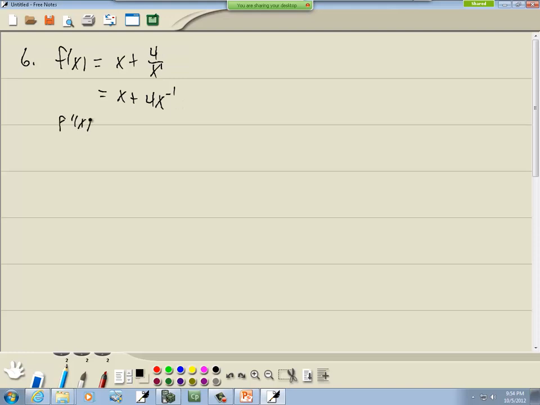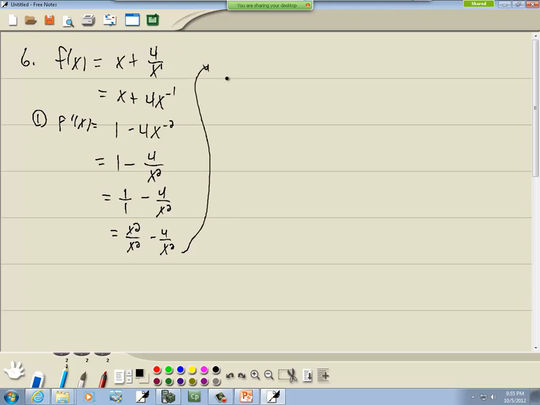Okay, so then for our first derivative, x becomes 1. Here we take our power, put it out in front, and then lower it by 1. That gives us 1 minus 4 over x squared. And we want to get a common denominator, so I'll put this in fraction form, 1 over 1. We multiply top and bottom by x squared. And we end up with x squared minus 4 over x squared for a derivative.